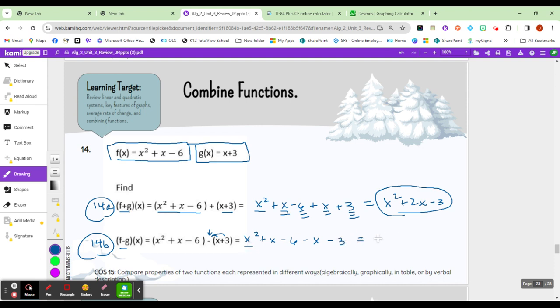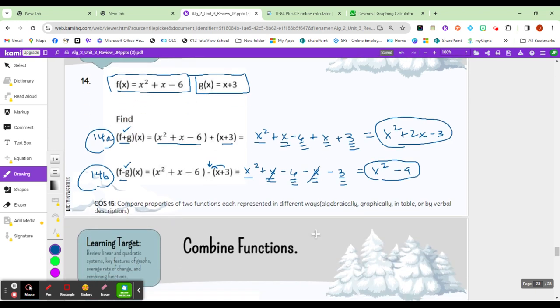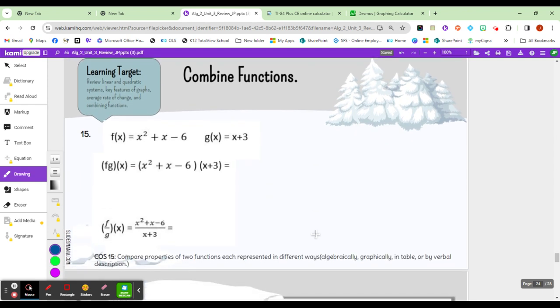And then we'll combine like terms. We only have 1x squared. We have a positive x and a negative x, so they'll cancel each other out. And then we have a negative 6 and a negative 3, which will combine to be negative 9. So 14a is an example of adding functions. 14b is an example of subtracting functions. And I think this is my last slide.